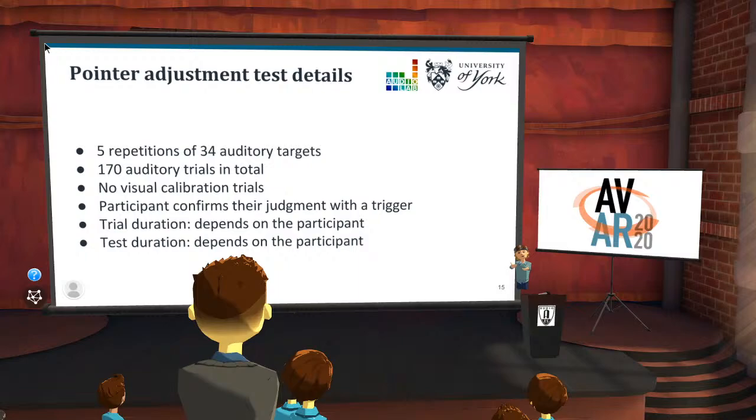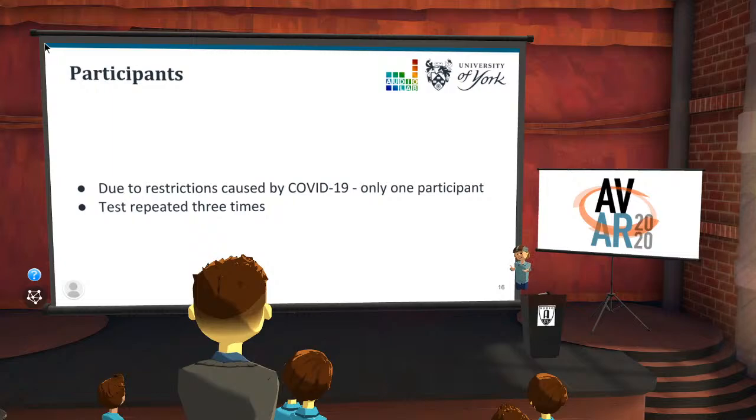And of course, in such case, the time of the experiment depends on the individual participant. And unfortunately, in this research, I was the only one who took part because of the limitations of the current pandemic. I could not conduct any tests with other listeners. So I've repeated the whole procedure 3 times, and that's the preliminary data that we will try to analyze.